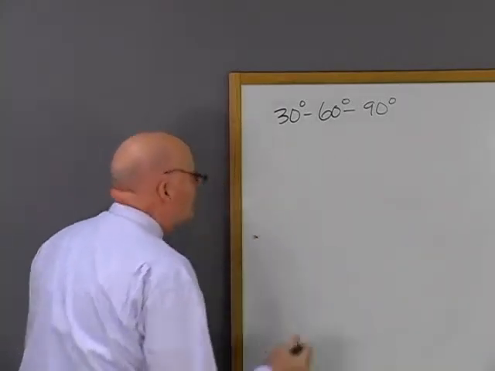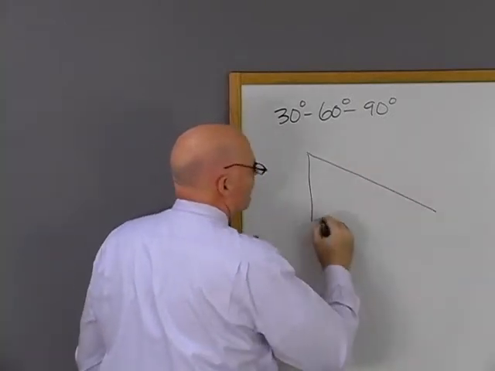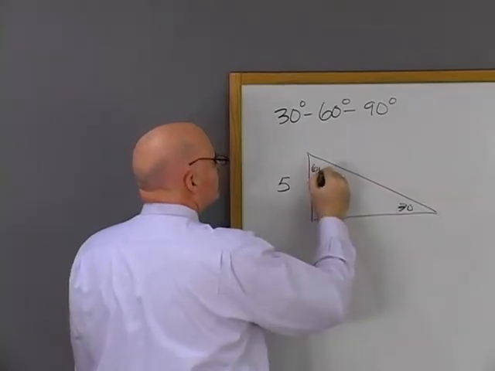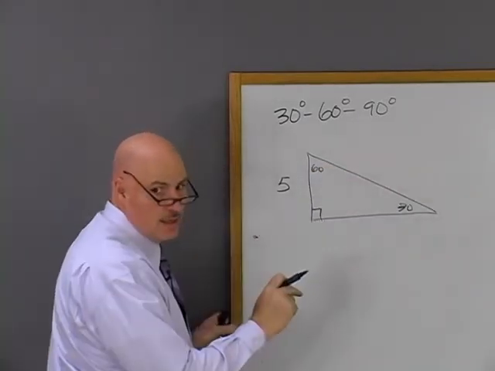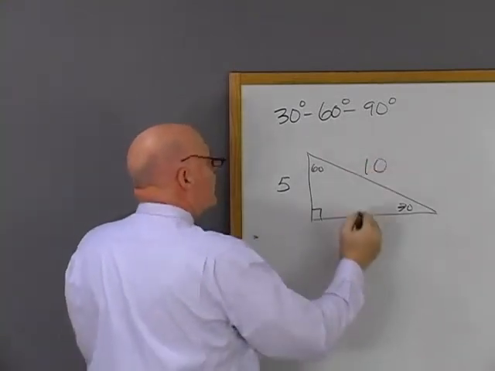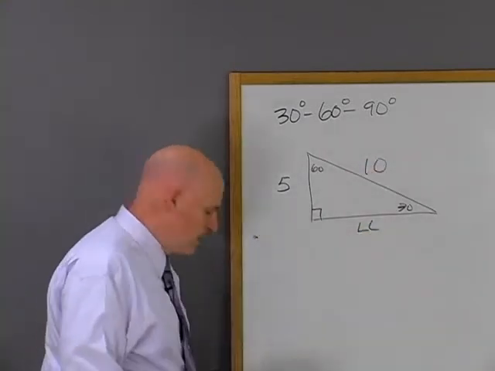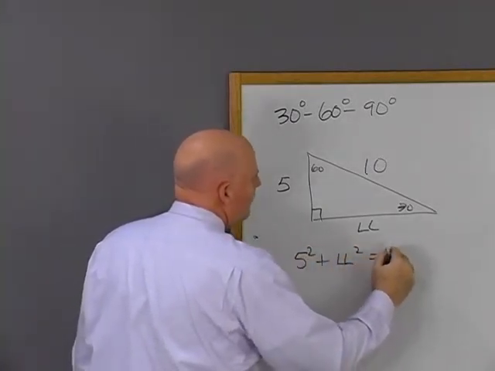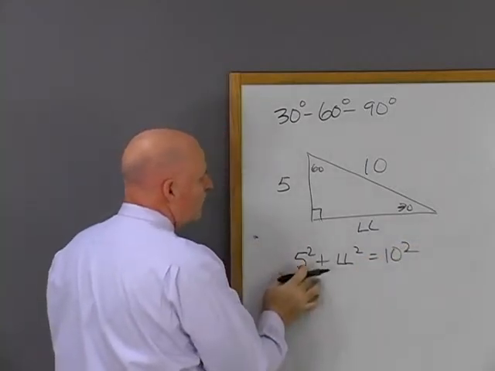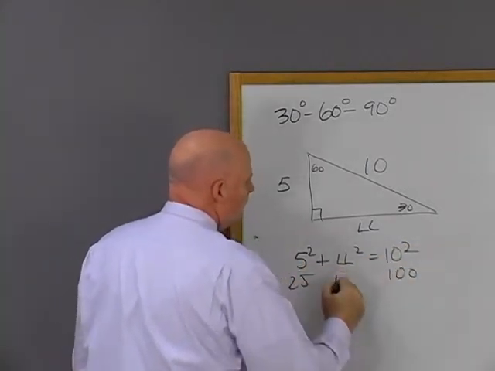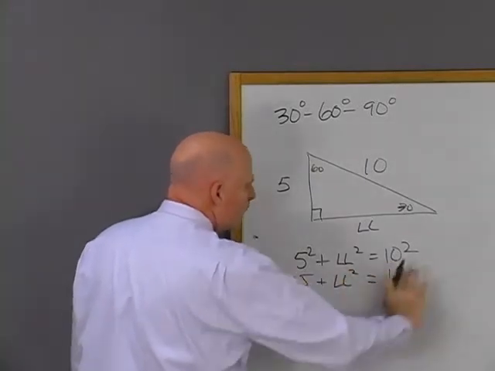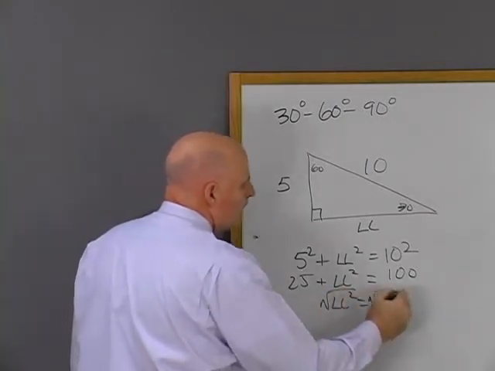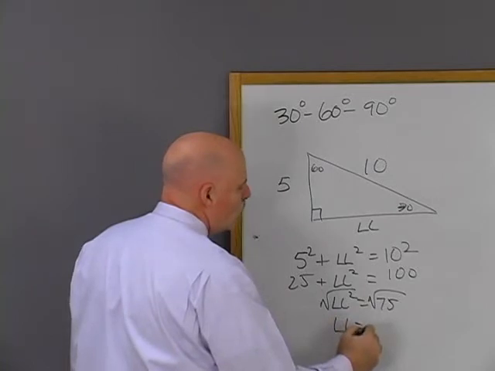Let's solve for the long leg, just to make sure. If this is 5, and this is 30, and this is 60, this is a right triangle, what would the hypotenuse be? 10. Long leg, we don't know, so we're going to solve. So we've got 5 squared plus long leg squared equals 10 squared. This would be 25. 100, long leg squared. Subtract 25, we've got long leg squared equals 75. Square root of both sides. Long leg equals the square root of 75.